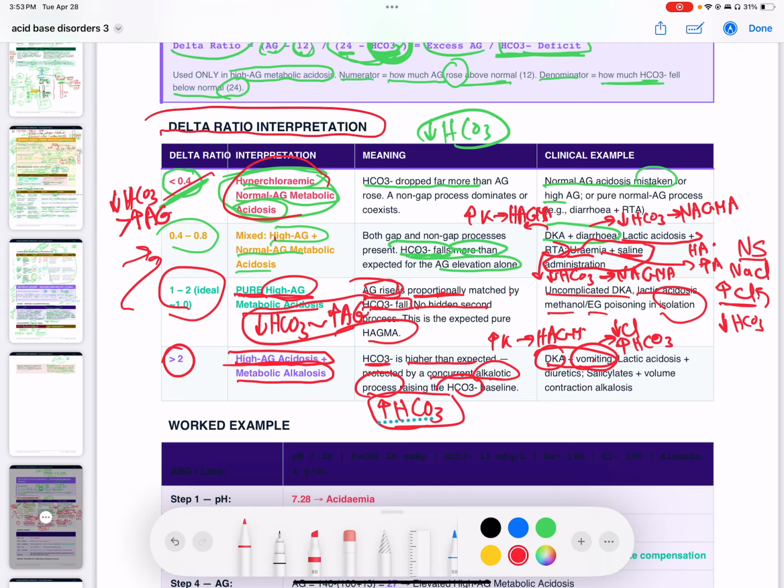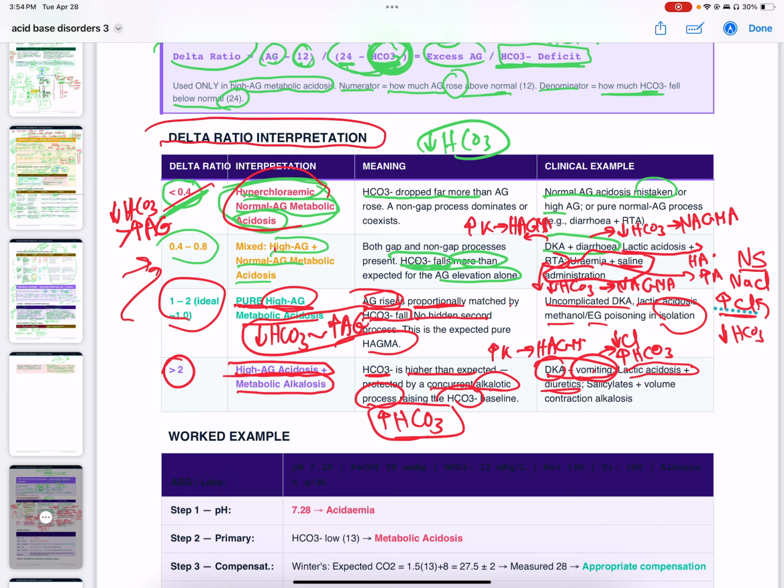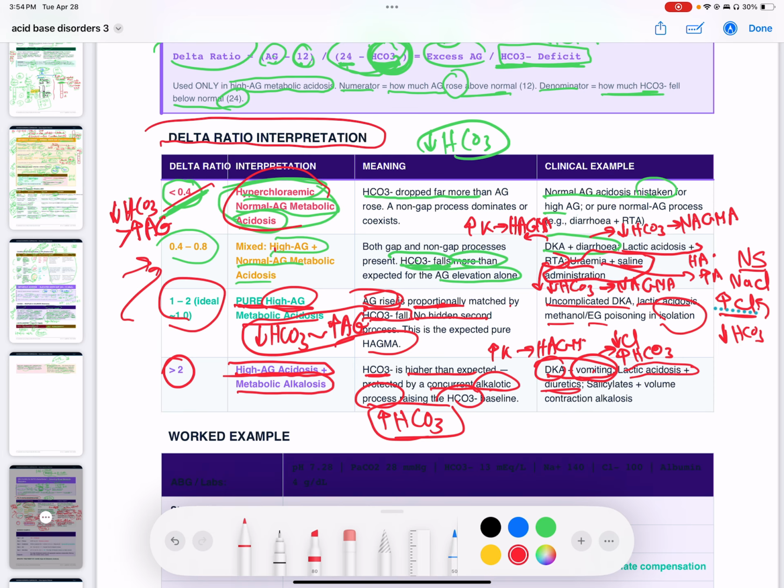So this is a common cause of metabolic alkalosis. Or another scenario would be lactic acidosis and diuretics. We know lactic acidosis will cause high anion gap metabolic acidosis, but diuretics cause metabolic alkalosis. Or sometimes salicylate and volume contraction alkalosis. With volume contraction alkalosis, you have high bicarb, and then the salicylate causes salicylic acid, which is part of the MUDPILES or GOLDMARK, which cause high anion gap metabolic acidosis, right?